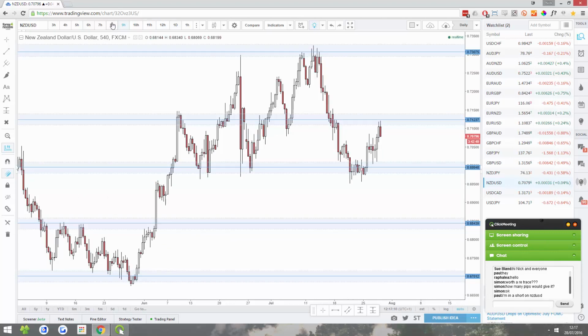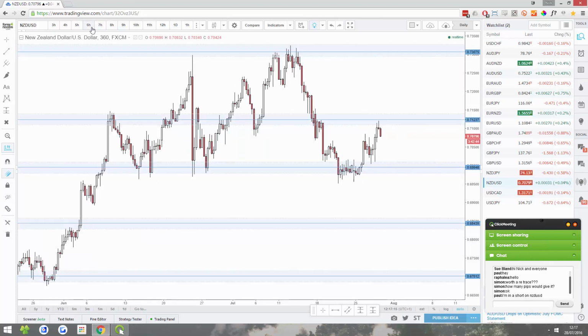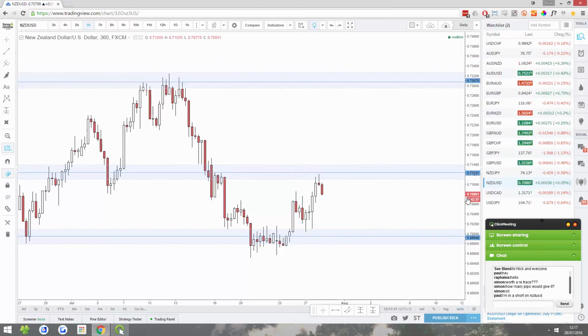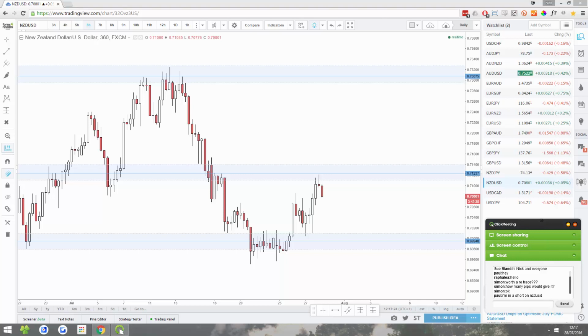You're short on New Zealand USD? Was that posted to the forum? I vaguely remember seeing a New Zealand USD trade on the forum. Oh yeah, I bet the 6 hour was posted to the forum. Look at that. That's an awesome setup. Quickly check the forum. It was you that posted it. Yeah, I see your post.